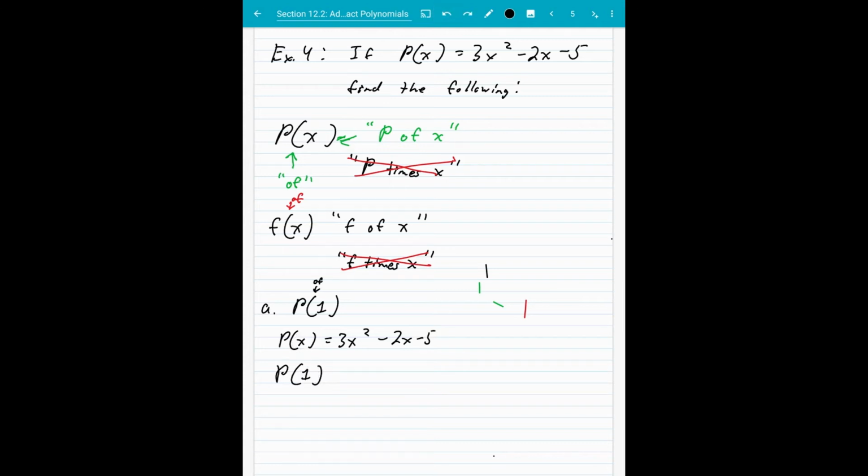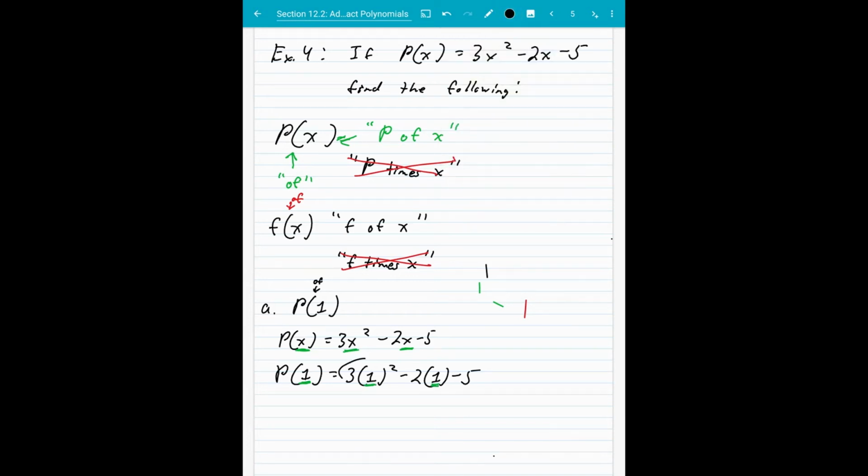And what we're going to do is, all the x's we see right here, here, here, we're going to put a 1 instead in place of all of them. So we're going to substitute them all into there, just like we did way back in chapter 1.8. So p of 1 is equal to 3 parentheses 1 squared minus 2 times 1 minus 5. Notice I substituted a 1 in for all of the x's. So what was here, here, and here, we replaced with 1s.